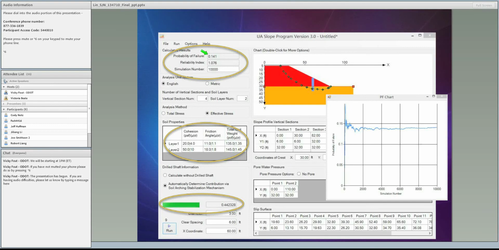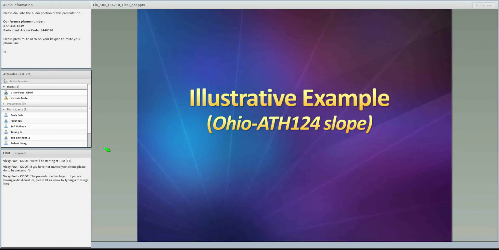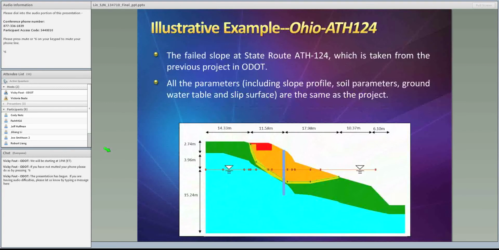So next, I want to show a design example for this. We're choosing the ATH-124 slope. And this slope has been analyzed by Leon 2010 in the ODOT report. So I just chose the same parameters from that report as in the project. This is the baseline properties of the example.